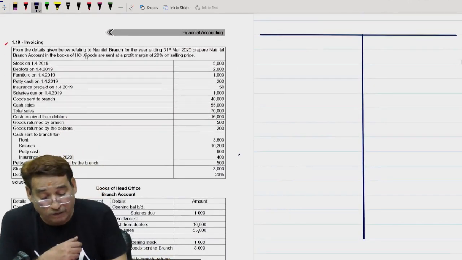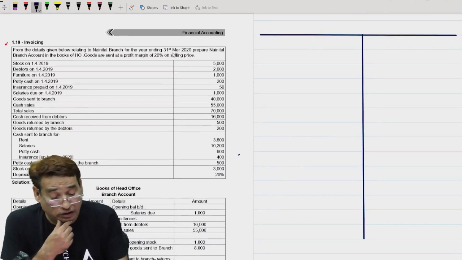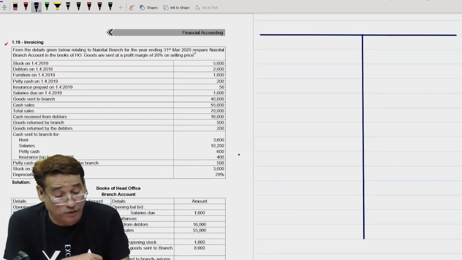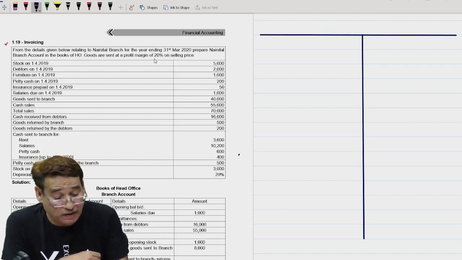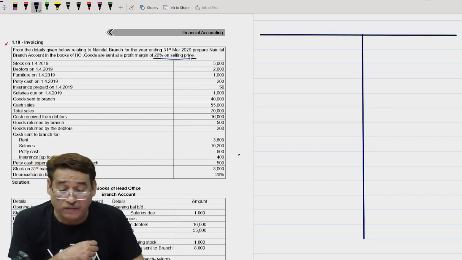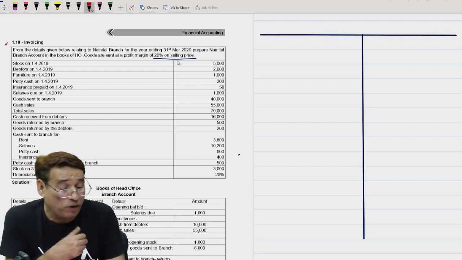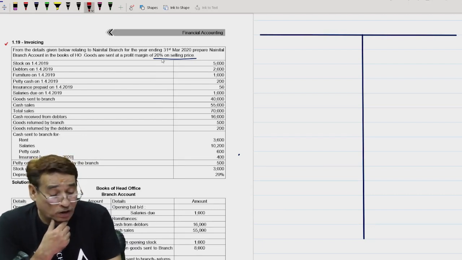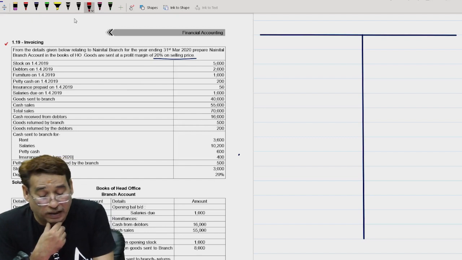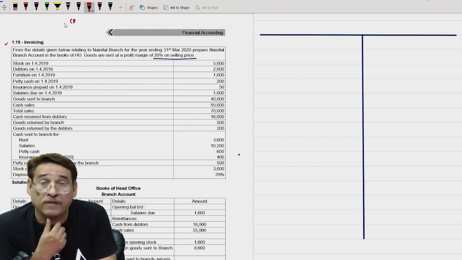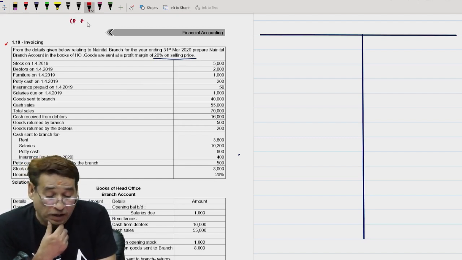From the details given below relating to Nainital branch for the year ended 31st of March 2020, prepare Nainital branch account in the books of head office. Goods are sent at 20% on selling price, similar to the last question. Suppose I am going to ask you to compute what we call 20% on selling price, first you will write here cost price, correct? Then you will write margin.